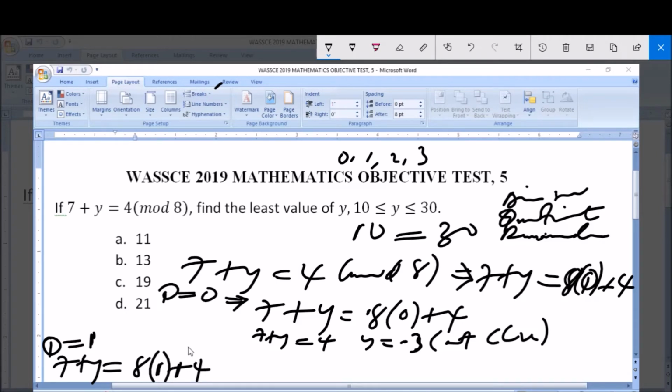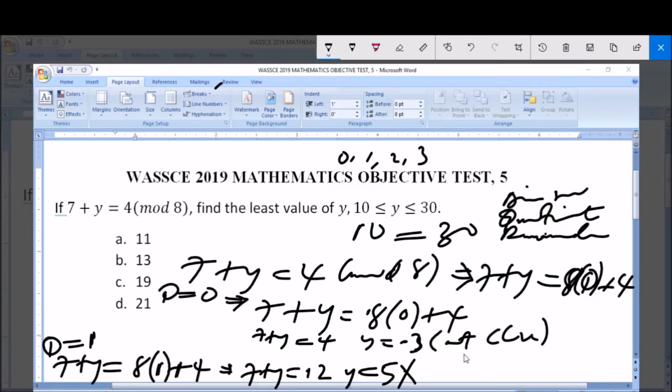Now it's asking us for the least value of y. That's why we are starting from the smallest values. Now 7 plus y equals 8 into 1 plus 4. If we solve like this, we'll have 7 plus y equals 8 plus 4, and 8 plus 4 is 12. So y will be equal to 12 minus 7, which is 5. Now 5 is not the answer, because it's not between 10 and 30.